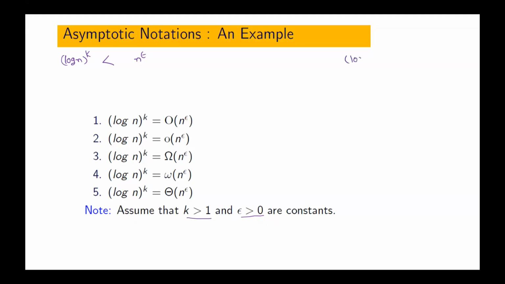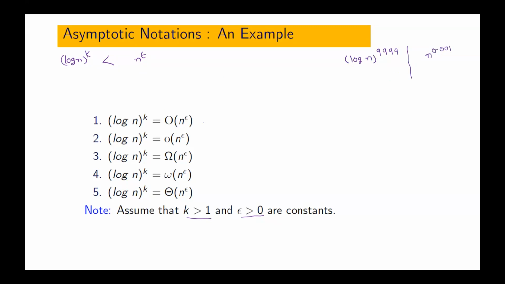Now, one student has given an algorithm which runs in log n whole power 9,999 time. Another student has given an algorithm which runs in n power 0.01 time. Which algorithm is more efficient? The log n 9,999 one. Why? Because its order of growth is lower, smaller than the other one.